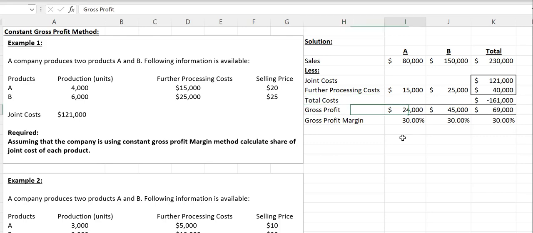Okay, now how can we get this total gross profit of $24,000? We will get this $24,000 gross profit when we subtract the total cost from the revenue. Since we don't know the total cost, as we don't know the share of joint cost, we'll have to do some reverse calculation. So just pause the video and find out the total cost. If gross profit is 24,000 and sales revenue is $80,000, what will be the total cost of this product? Just pause the video and calculate the total cost for these two products. You have to do some reverse calculation.